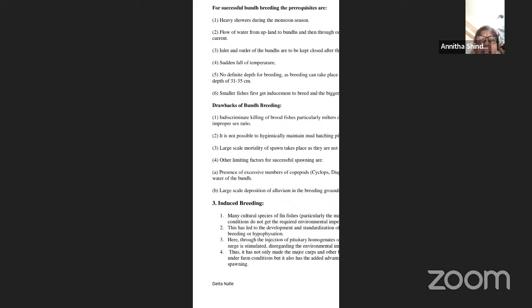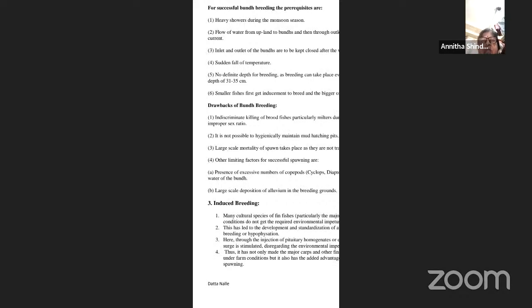Then the third one is called induced breeding. Okay. Now, what do you mean by induced breeding? Many cultural species of the fin fishes... From the reader, three topics are covered from the bund breeding: factors suitable for spawning, fish breeding techniques, then collection and handling of eggs, and economics. Then we are having induced breeding.